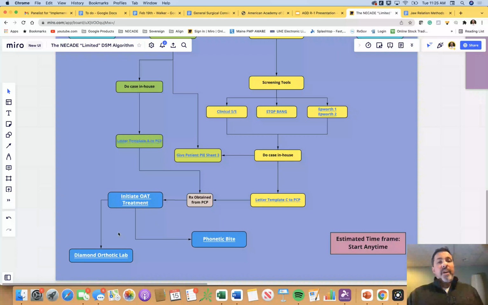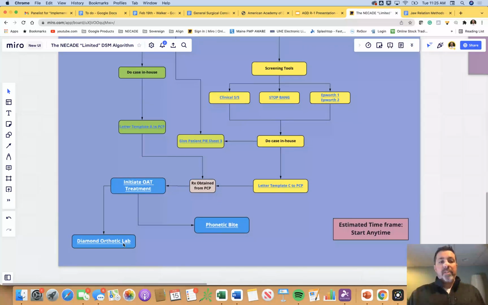I also recommend working with a lab. Here I put Diamond Orthotic Lab. I don't have any sort of financial interest with Diamond Orthotic Lab. I just know that they're a lab that knows how to treat these patients. If you send your appliance to Glidewell, you're going to get what you get. You're going to get what you pay for. Not that Diamond Orthotic Lab is expensive, but they understand. This is what they do. They make orthotics, and they specialize in the world of dental sleep medicine.